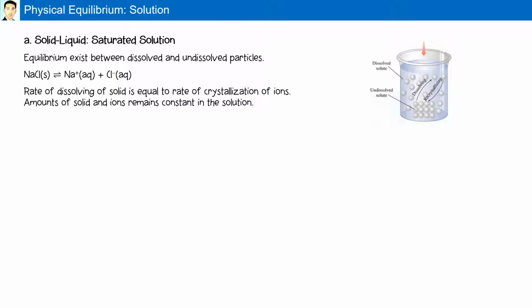For example, say a crystal of NaCl dissolves, a sodium ion and a chloride ion need to recombine to form back, or recrystallize back, into the NaCl solid.